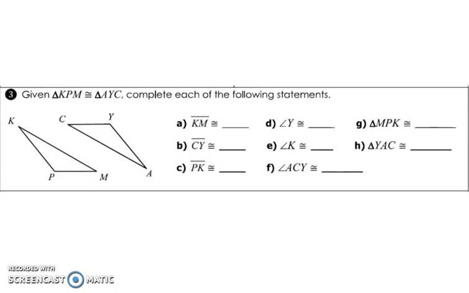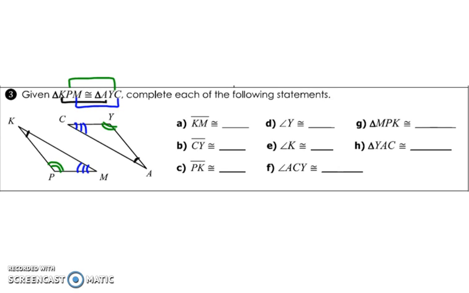Now, if we look at number 3, it gives us not only the congruency statement, but it gives us a picture. So when it gives you the picture, start by labeling that picture. Here we have K in the first part and A in the first part there. So I'm going to mark K with one line and A with one line. I have P in second and Y in the second. So I'm going to mark 2 lines on Y, 2 lines on P. And last but not least, I have M and I have C. So I'm going to put 3 lines there.